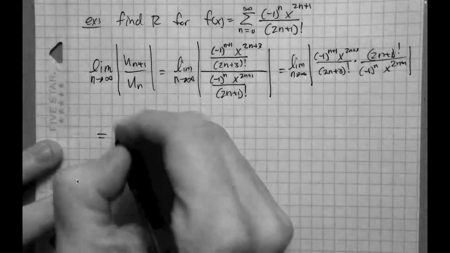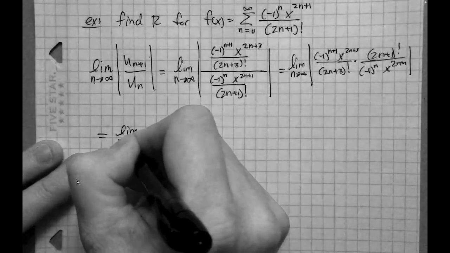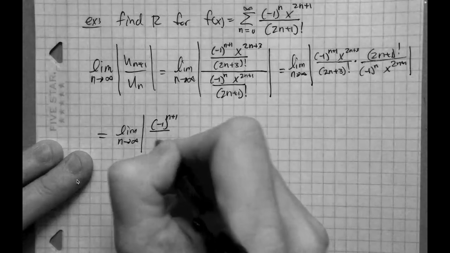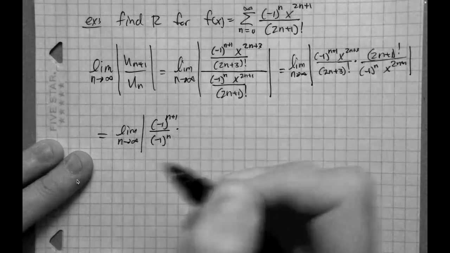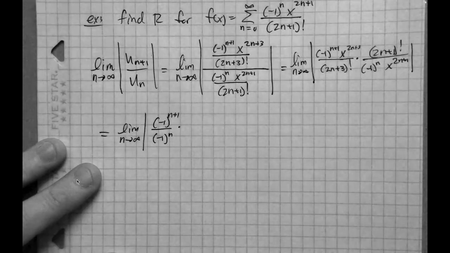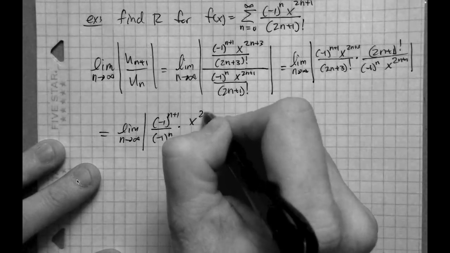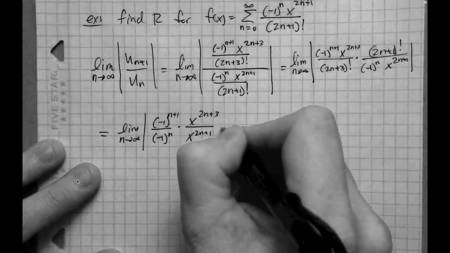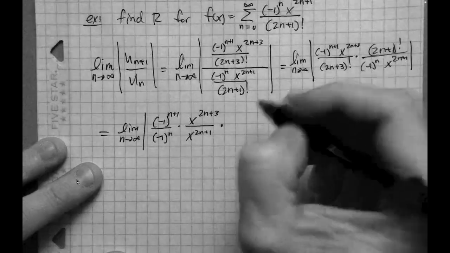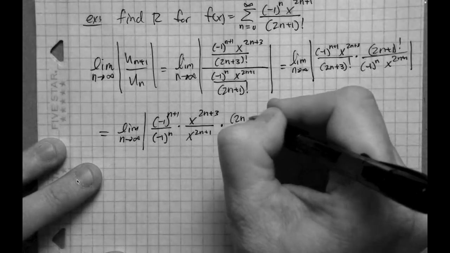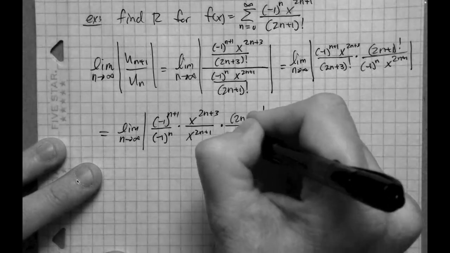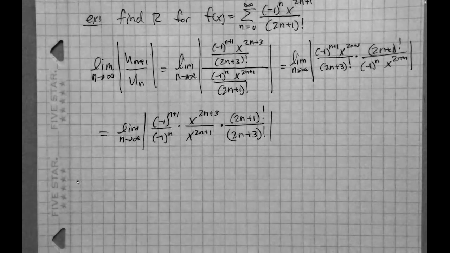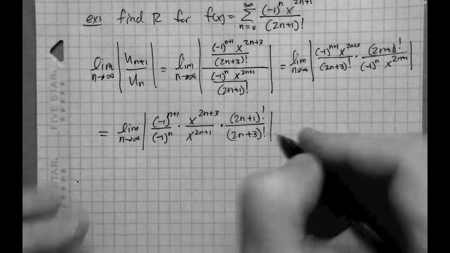So let's segment it out here. What are all the pieces here? You've got the negative 1 to the n plus 1 over negative 1 to the n. Definitely going to get some cancellation there. Then you've got x to the 2n plus 3 over x to the 2n plus 1. Definitely going to get some cancellation there. And then the factorial as well is 2n plus 1 factorial over 2n plus 3 factorial. Sometimes just writing these things out like this can be helpful.